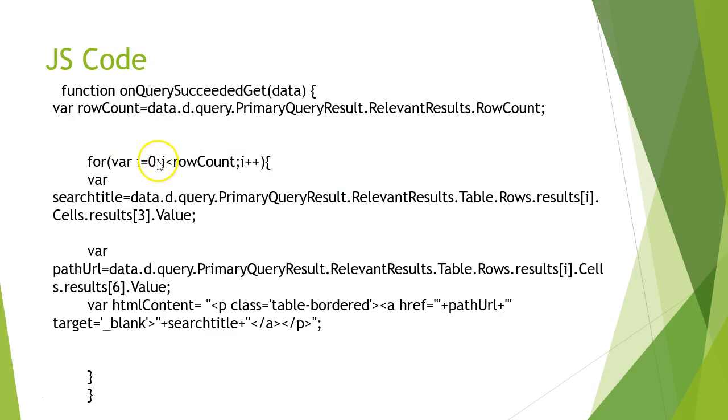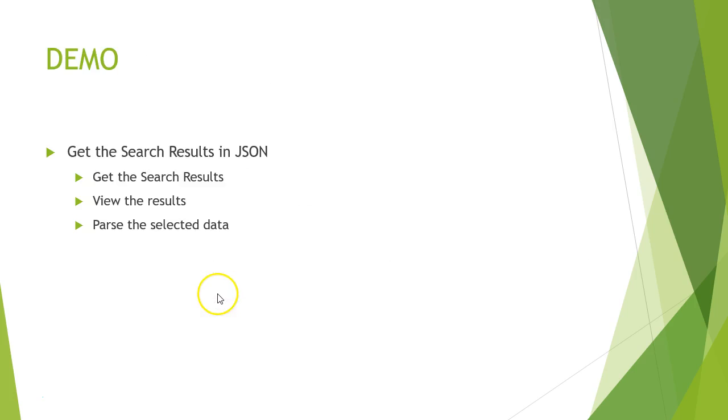In this particular example, I'm going to get the row count using data.d.query primary query result relevant results.row count, and based on the row count, for each row I'm going to call the results of 3.value. Similarly, I'm going to call the URL value path search result path using the results of 6.value. Then I'm going to construct the HTML content using ahref equal to path URL and the title will be the search title. So let's go ahead and look at a simple demo where we get the search results, view the results, and parse the selected data.